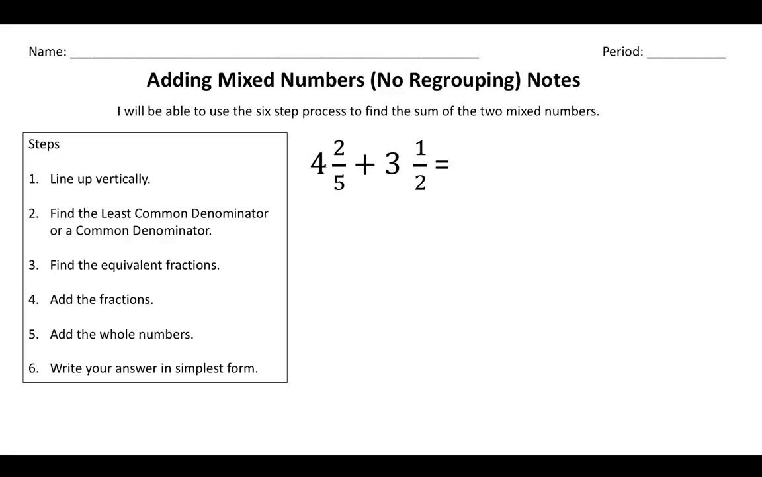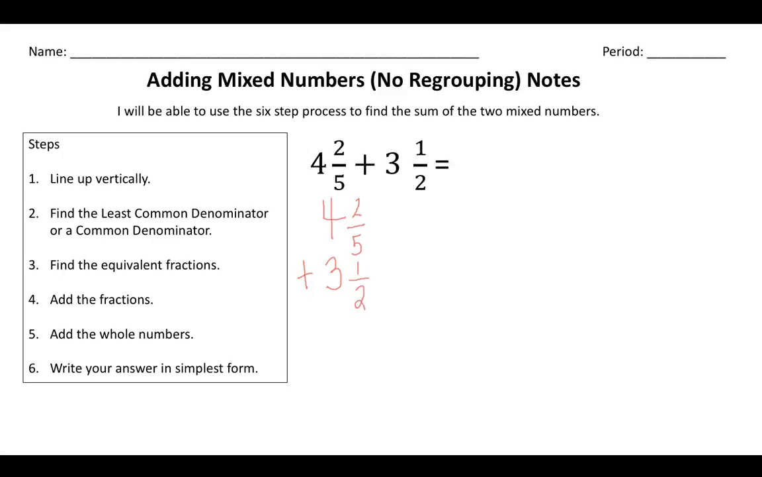The first thing that we are going to do is set up these mixed numbers vertically. So 4 and 2/5 plus 3 and 1/2.